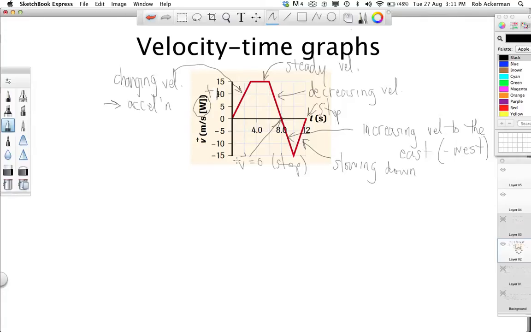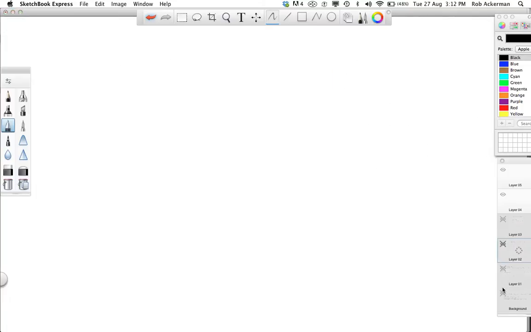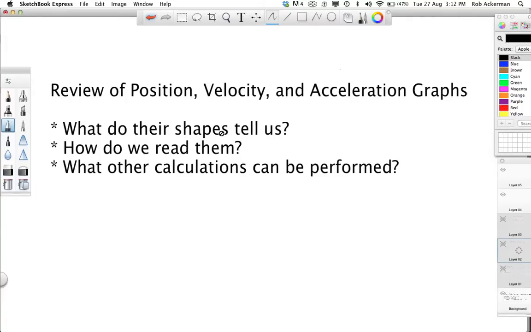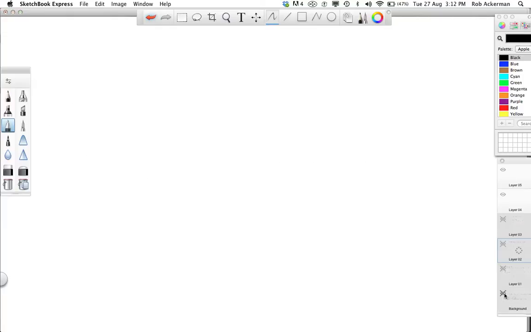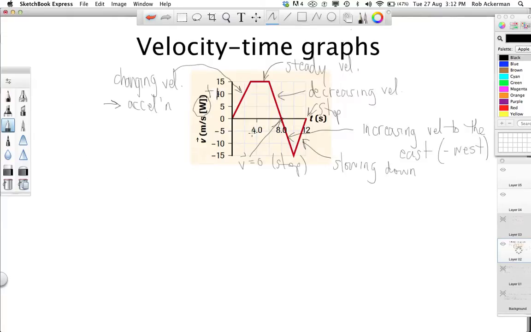So don't get confused by these graphs. All you got to do in order to read them is just think of what the numbers are and try to interpret them in your head. Okay? Now that takes care of point number 1. What do their shapes tell us and how do we read them? Now, what other calculations can we perform on them?